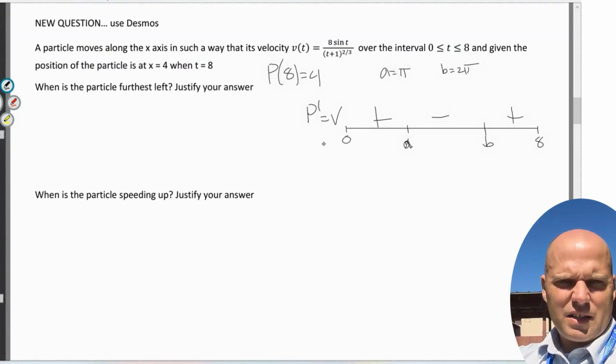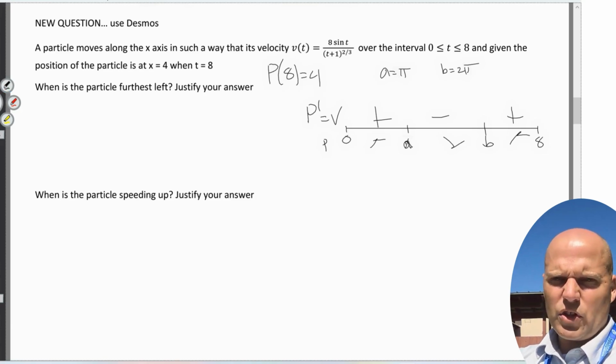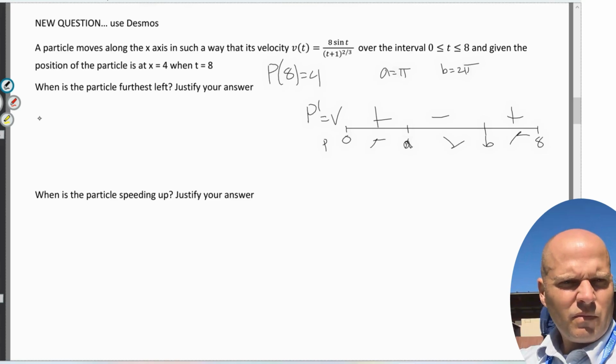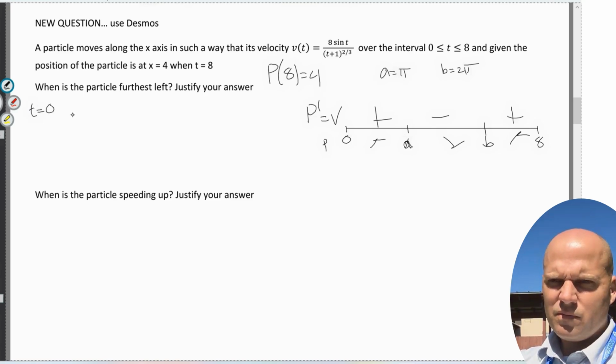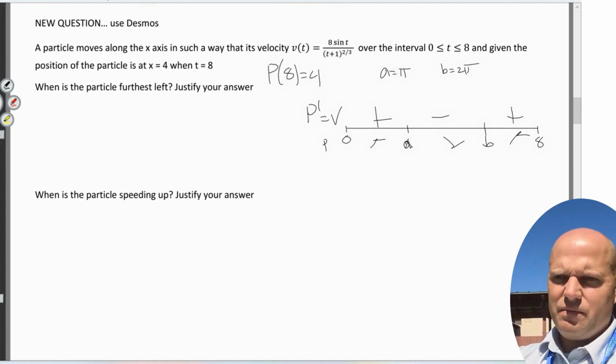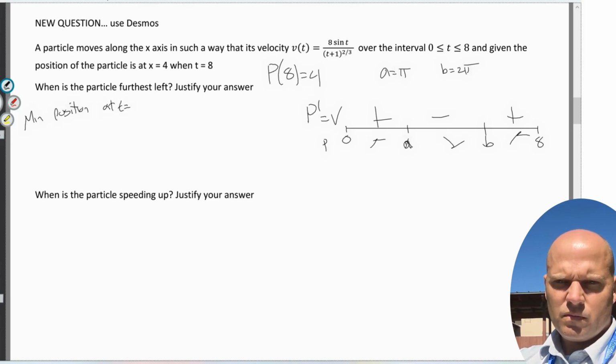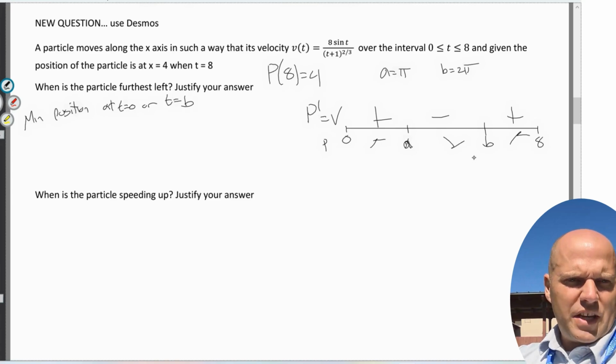So we can tell that my position is going to be increasing, decreasing, increasing, which means I'm moving right, moving left, moving right. Furthest left is either at B or at 0. We're looking at the min position. So if I go up, then down, then up, I know this can't be the min. The mins could be 0 or B.